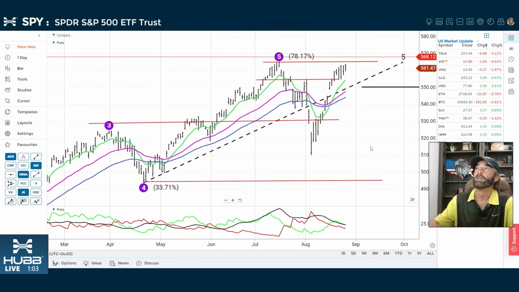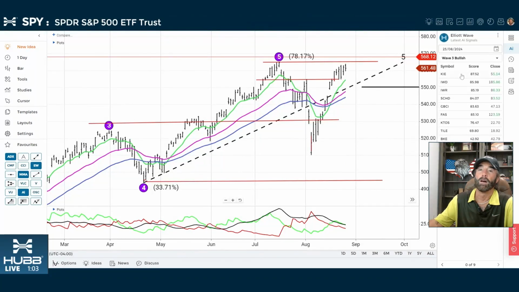Now, I mentioned during the EWO Trader Live that there are a number of scores. So you come over here, click the AI button, that are above our 75 threshold. In fact, we go all the way down to KTOS. And you may have already seen that there's been a couple of new alerts that have been sent out in between the EWO Trader Live and this session. So I thought I would go through and talk about those.